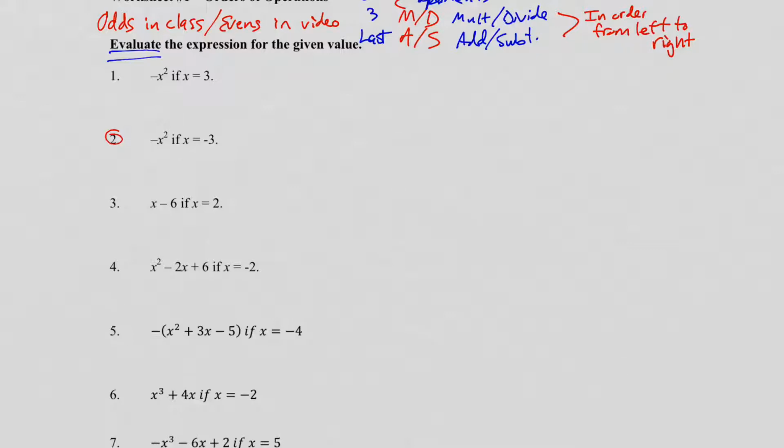So here's our expression. Negative x squared. And this is saying substitute the x with negative 3 and find the value of that. Okay, so we're going to put negative 3 in here, which means that we're going to do negative 3 times negative 3 is positive 9, and then negative times 9 is going to be negative 9. Okay?